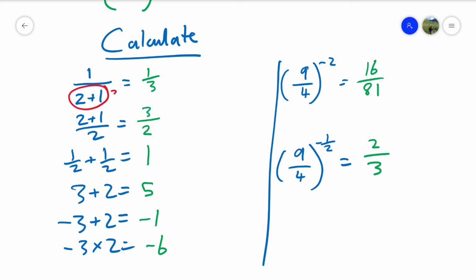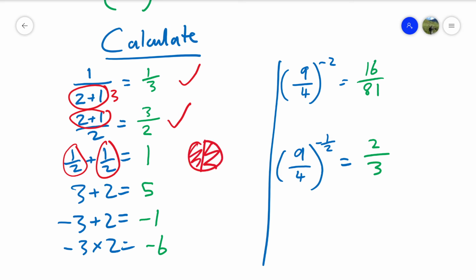2 plus 1 is 3, so we end up with 1/3. 2 plus 1 is 3, so we end up with 3/2. What's a half plus a half? Well, remember the circle, a half plus a half, that makes 1. 3 plus 5, 3 plus 2 is 5, easy.